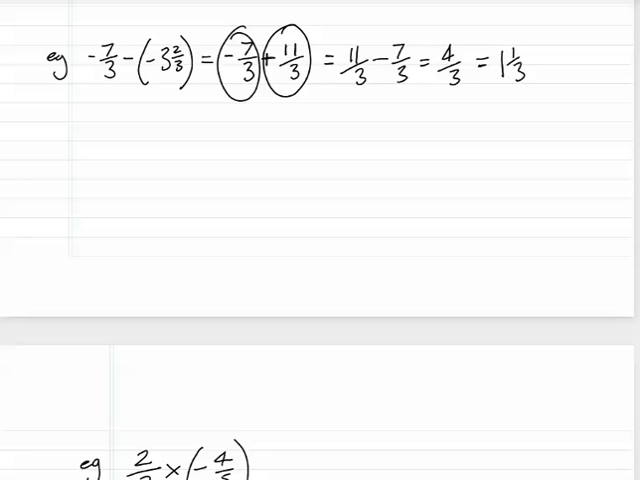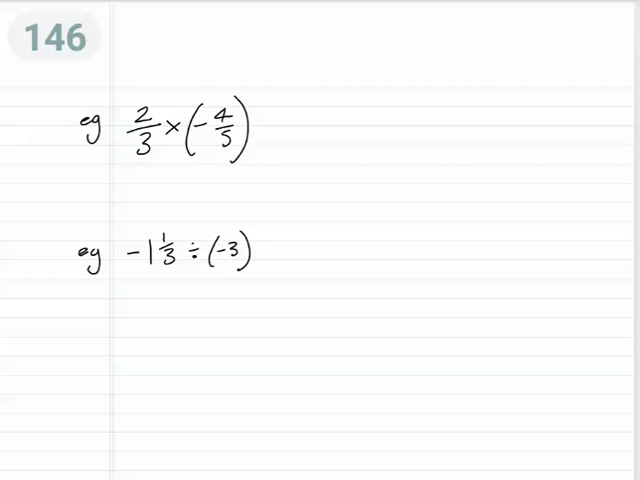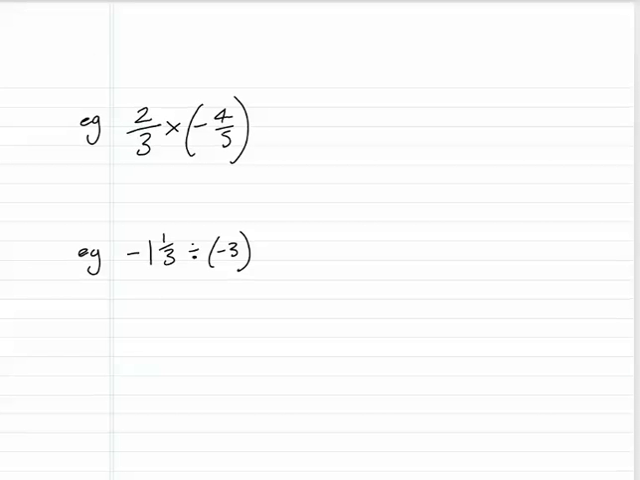Or, if I'd preferred, I could have just done from here -7 plus 11. So there's 11 people on the positive team, 7 people on the negative team. Positive wins by 4 people, 4 over 3, 1 1/3. So either way would work. 2 more questions. A multiplication and a trickier division.